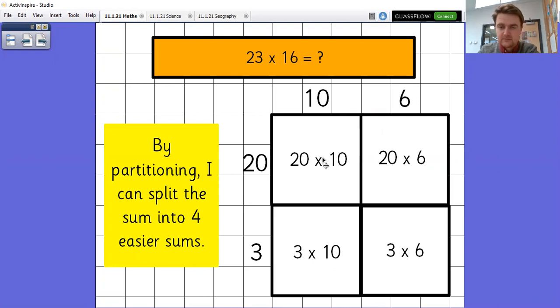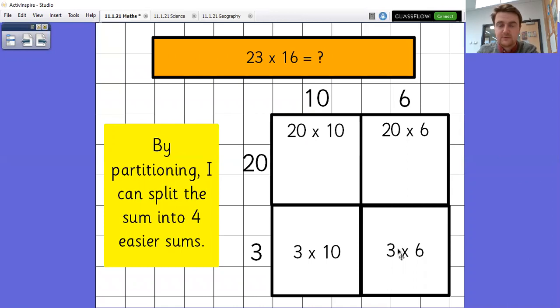So there are our sums that I'm going to do in each one. Just the same as in partitioning, if we were doing 23 times 6, I would do 3 times 6 and 20 times 6. You can do the same thing with this. We just end up with a couple more sums.